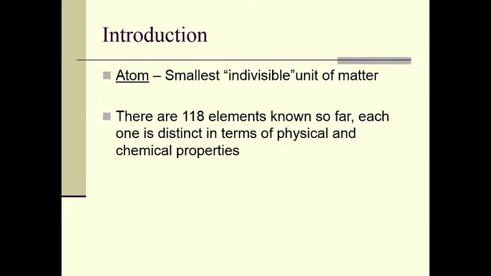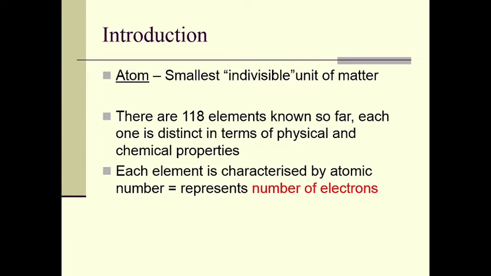There are 118 elements known so far. Each one is distinct in terms of its physical and chemical properties. Each element is characterized by its atomic number, right? That atomic number represents the number of electrons in that atom.